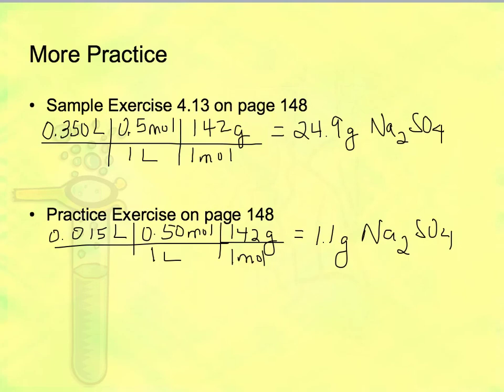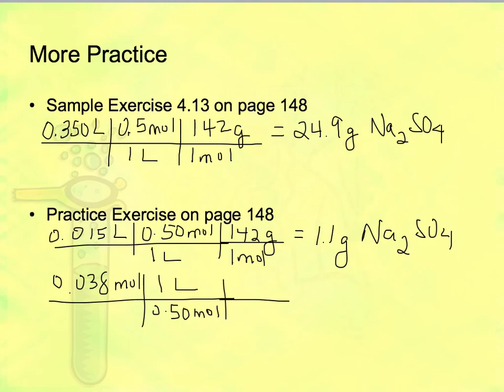Second part of the problem, 0.038 moles. And now I'm going to divide by the molarity because the moles need to cancel. So it's 0.50 moles in 1 liter. And then we want the answer in milliliters, so we're going to say 1 liter is 1,000 milliliters. And that's going to be 76 milliliters. Ta-da!